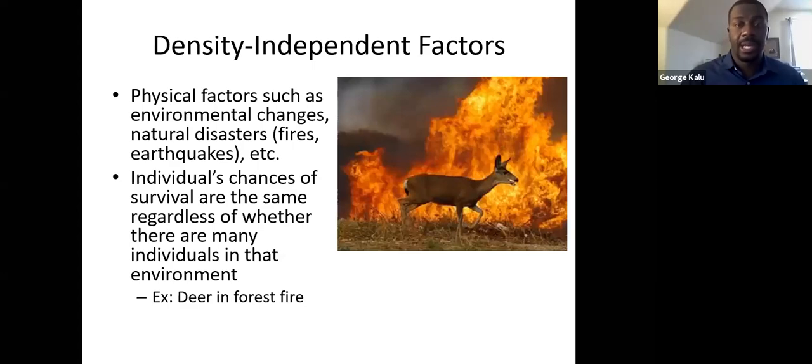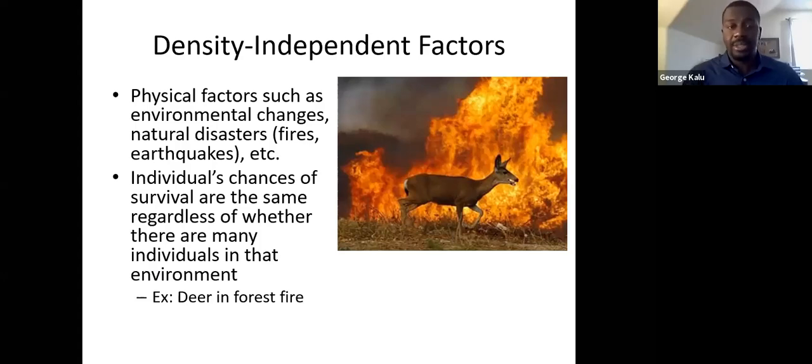So those are density dependent factors. We also have density independent factors. Density independent factors are factors that will affect survival or increase mortality rate for reasons other than population density itself. These are going to be things like physical factors, like environmental changes. For example, forest fires, earthquakes, hurricanes, volcano eruptions, things like that. Those are going to affect an individual's chance for survival.